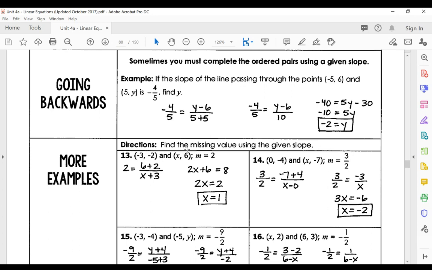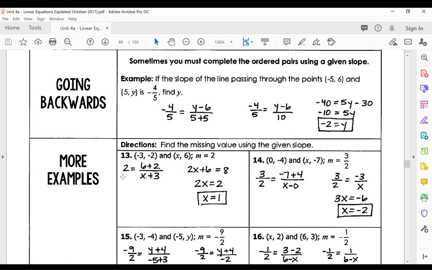So start with the y value of your second point, which is 6, minus the y value of your first point, which is -2. And that's your numerator, 6 minus -2, which is 6 plus 2. In the denominator, we subtract our x values. The x value from the second point, which is x, minus the x value from the first point, which is -3. And x minus -3 is x plus 3.